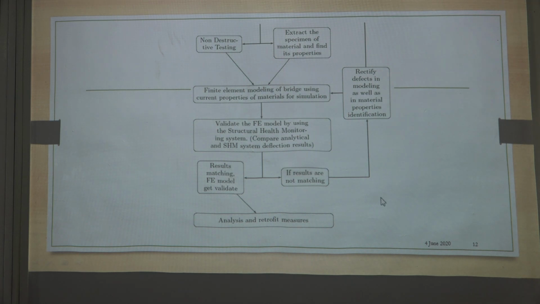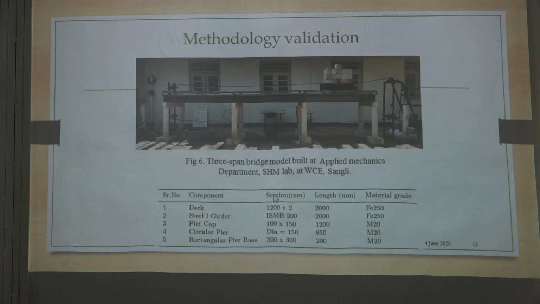If results are not matching, then obviously there is a fault or defect in the modeling as well as in assigning certain material properties. So, this kind of flow chart we are supposed to follow. If results are not matching, we are supposed to repeat the step, and finally, we will end up with the analysis and a retrofit measure.